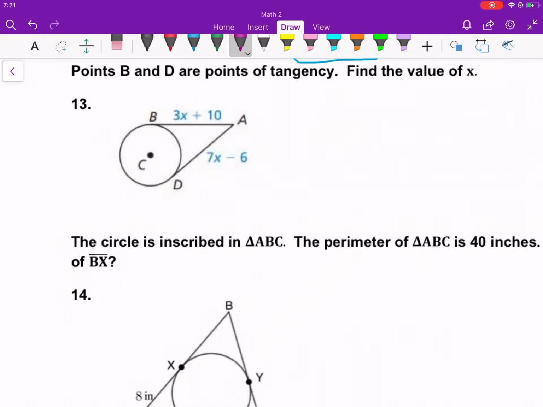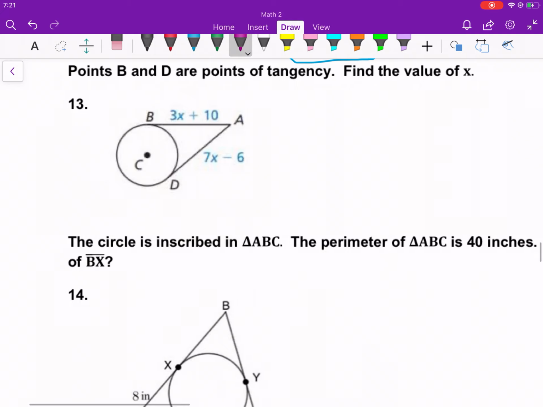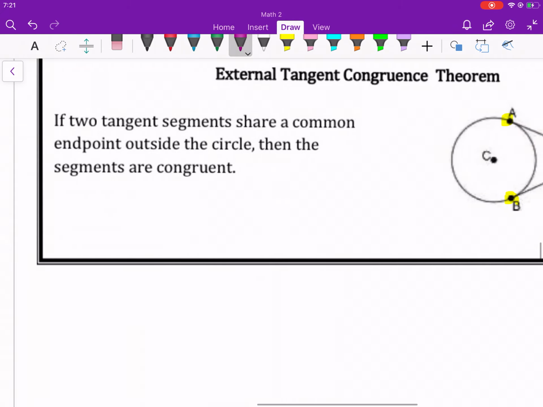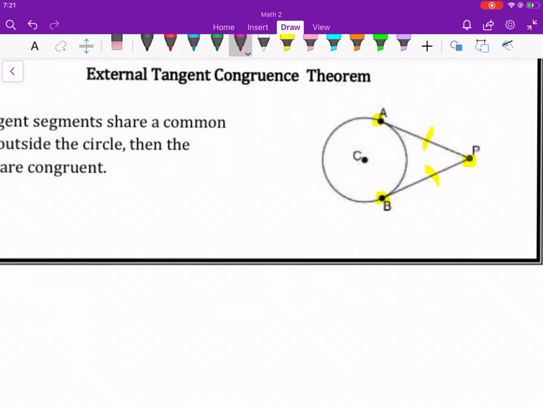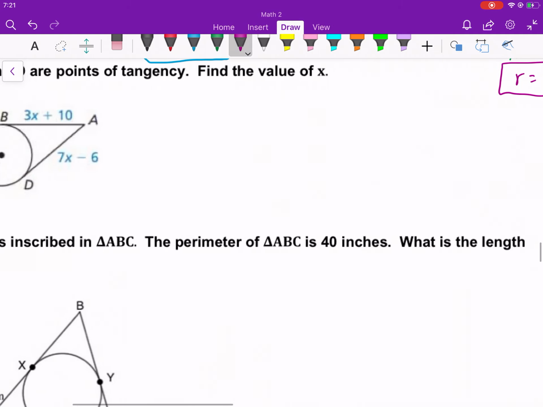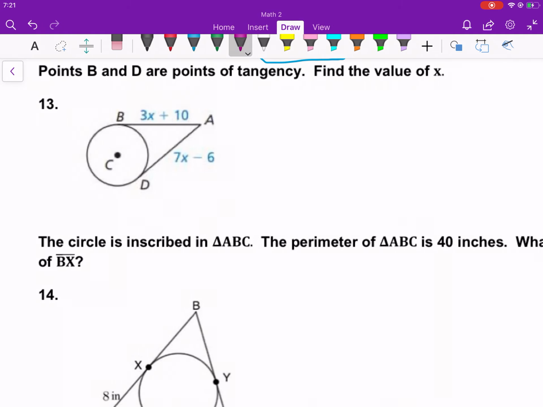All right, let's go ahead and move on to number 13. 13 is nice because it's using our other theorem, which I'm going to move over here, where if you have two tangent lines that have the same endpoint, so P is the endpoint, those tangent lines are actually going to be congruent. So notice our two tangent lines share the same endpoint, therefore our tangent lines are congruent. So we can just go ahead and say 3x plus 10 equals 7x minus 6.